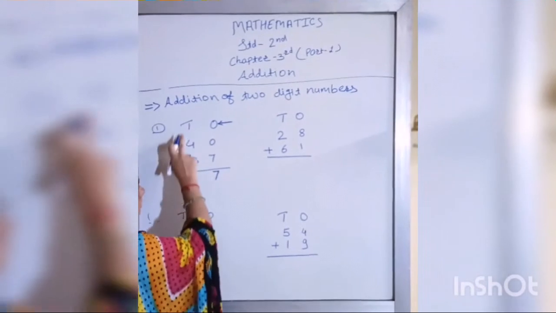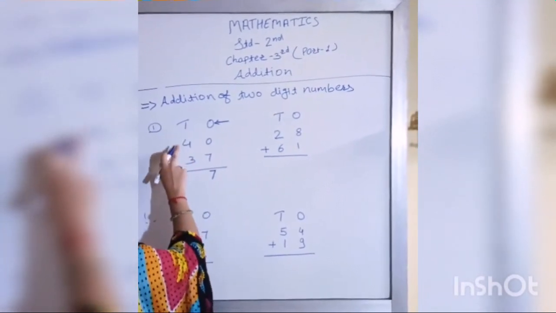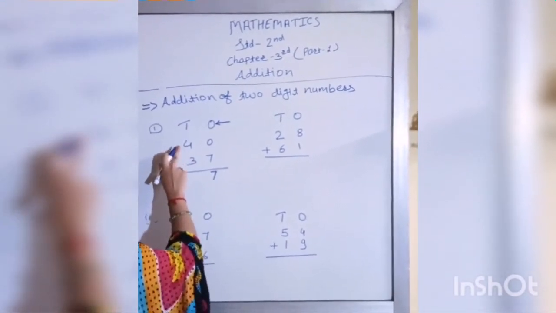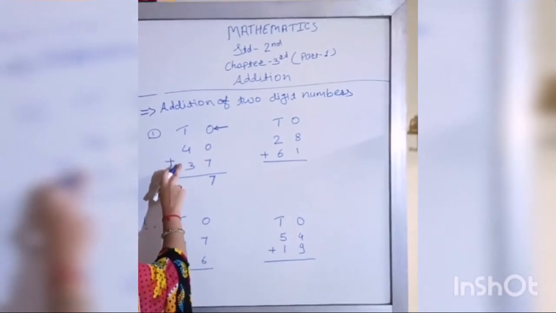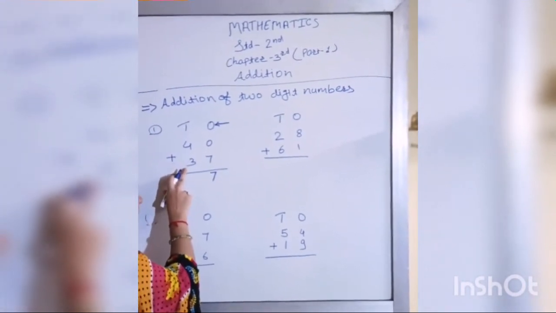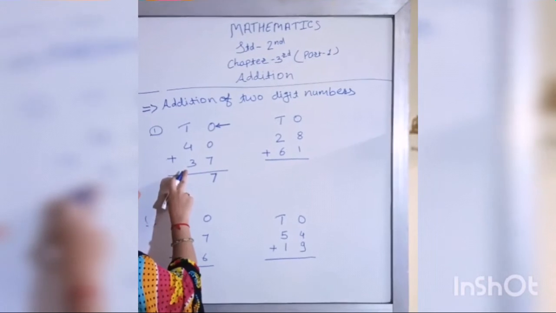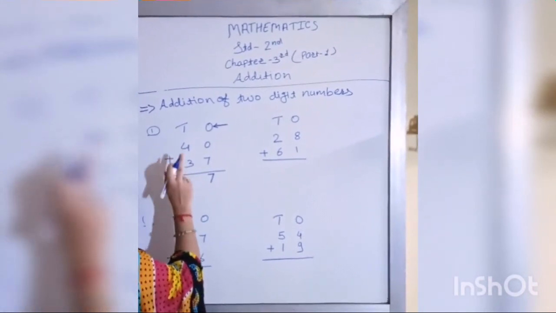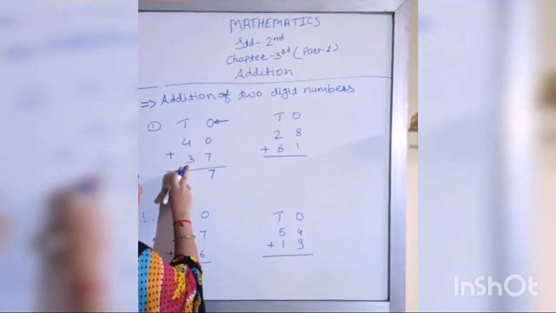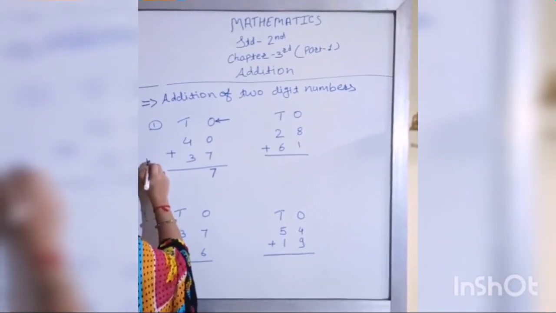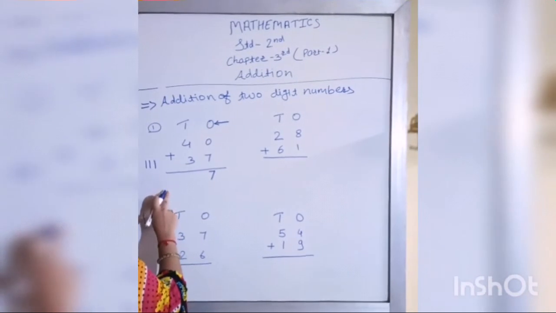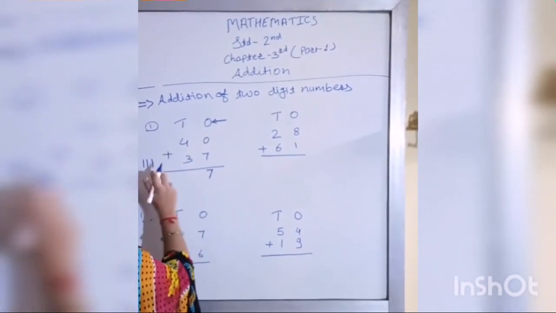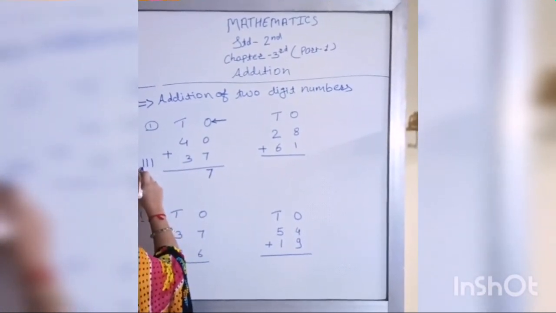See, next add the numbers which are on the tens place. What are the numbers on the tens place? 4 and 3. Which is the big number here? 4. Keep in mind. Which is the next number? 3. So draw 3 lines. Count after 4, 5, 6, 7.